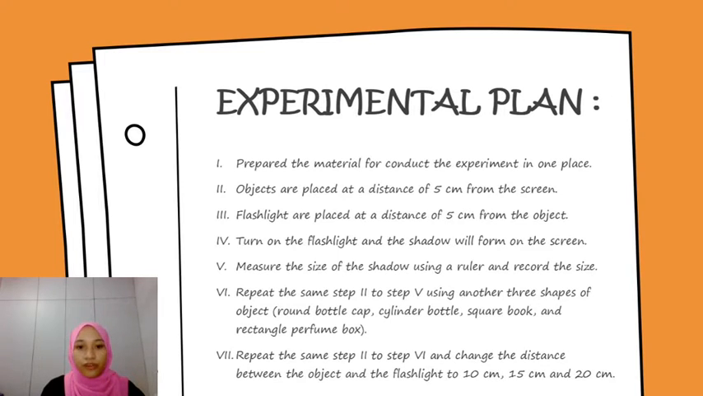Step 6, we repeat the same steps from step 2 to step 5 using the other 3 shapes of object, which are the round bottle cap, cylinder bottle, square book, and rectangle perfume box. And lastly, we repeat the same steps from step 2 to step 6 and change the distance between the object and the flashlight to 10 cm, 15 cm, and 20 cm.